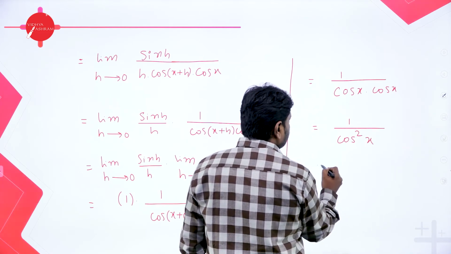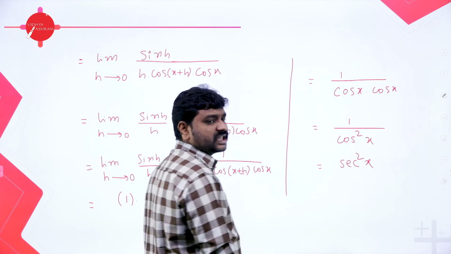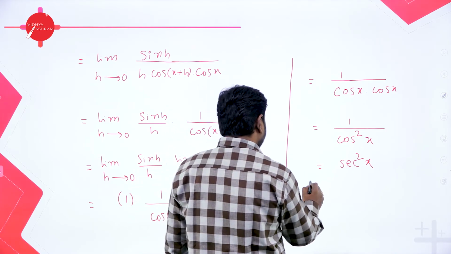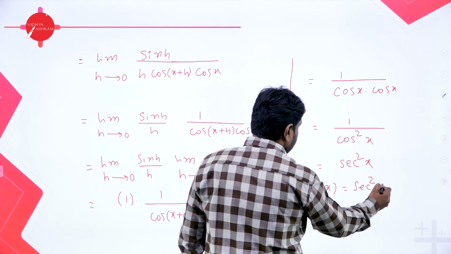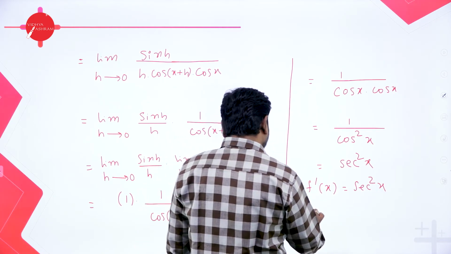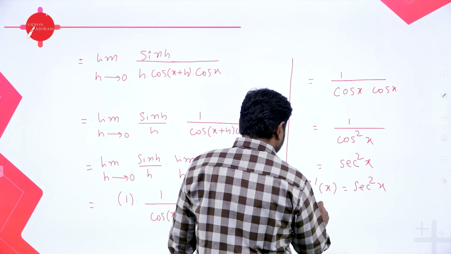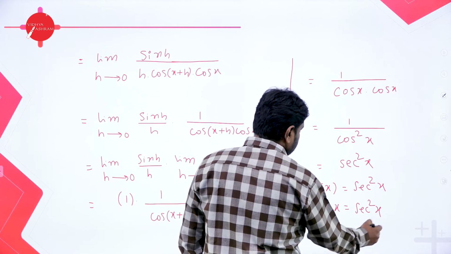1 by cos square is what? Reciprocal of cos is secant. So instead of 1 by cos square, I will write secant square x. Therefore you got f dash x. What is f dash x? f dash x is secant square x, or we say d by dx of tan x is secant square x. Derivative of tan x is secant square x.